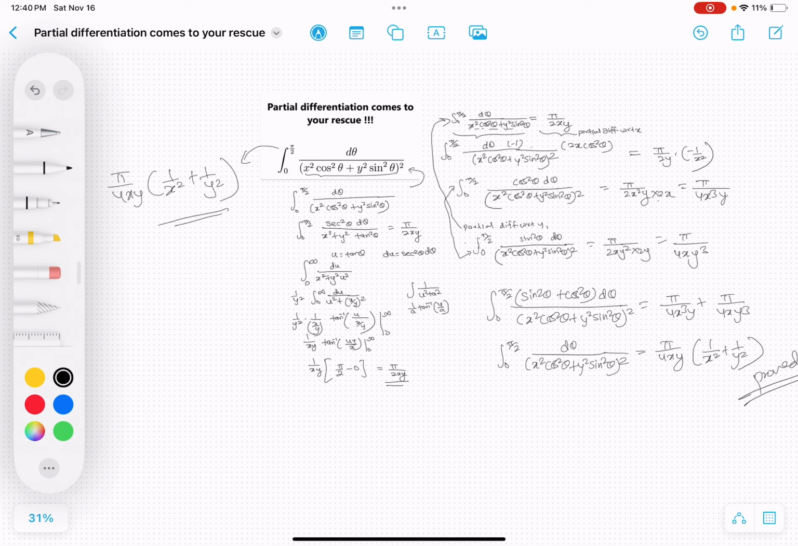Basically, if the integrand is the derivative of some other function, like over here, 1 by y square was the derivative of 1 by y, we can definitely integrate the other function and then partially differentiate it. This is also called Feynman's technique, right? And it's really helpful.